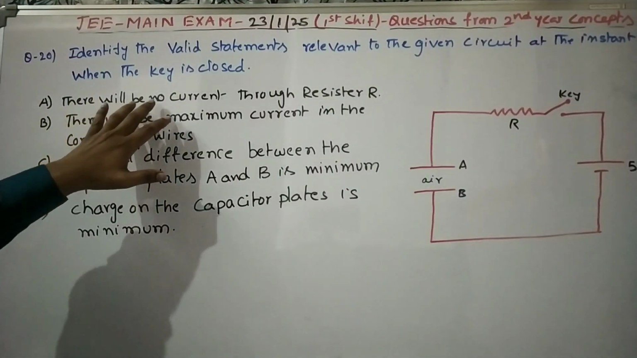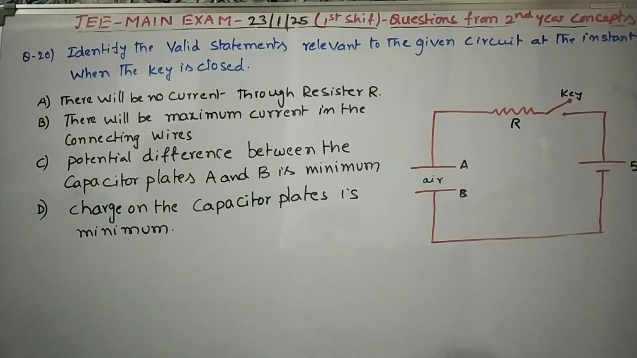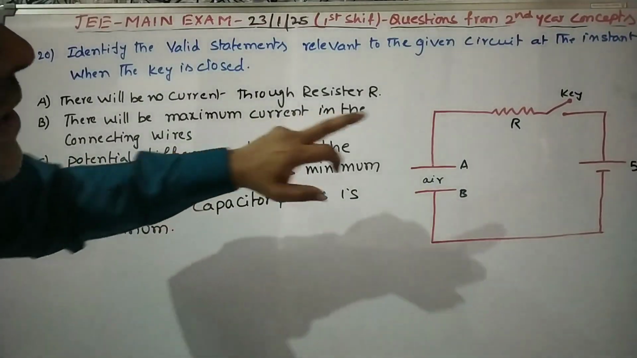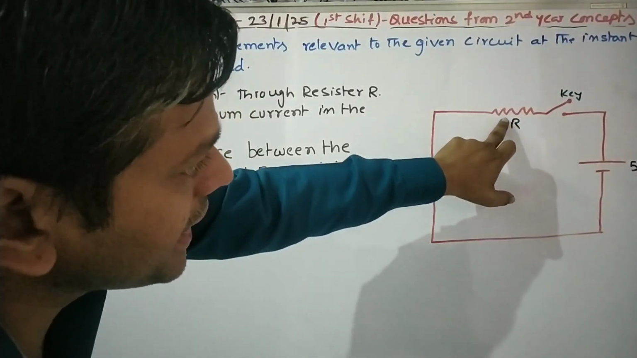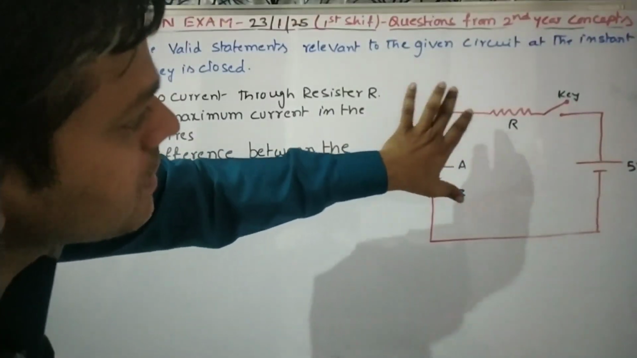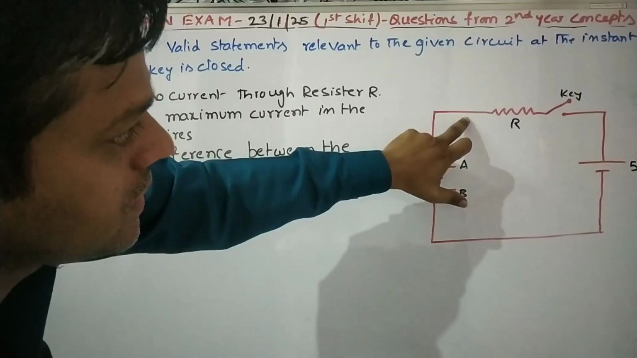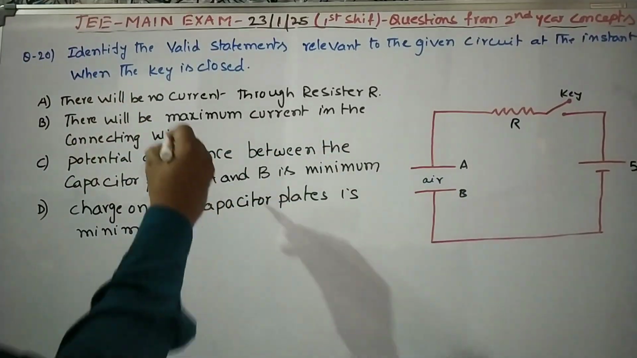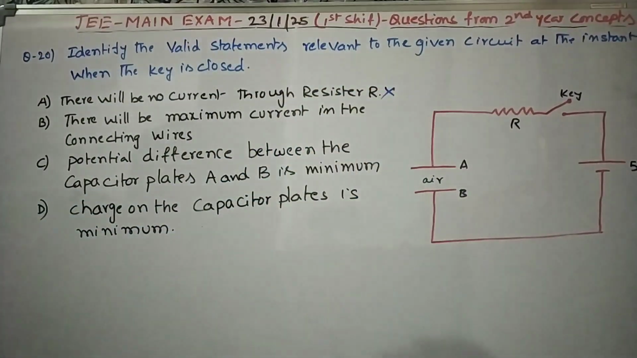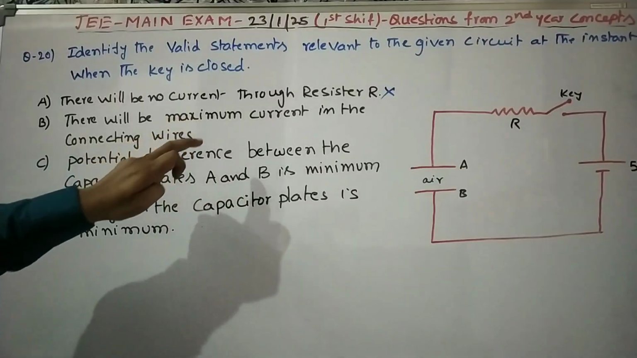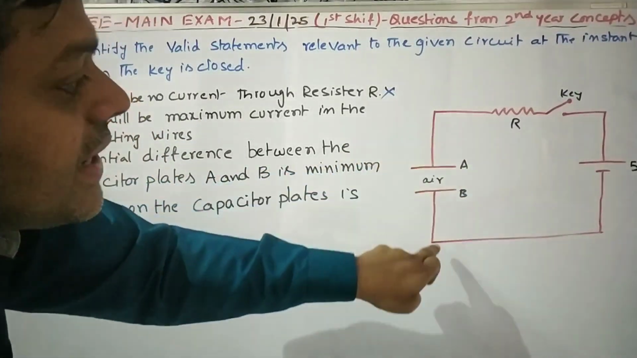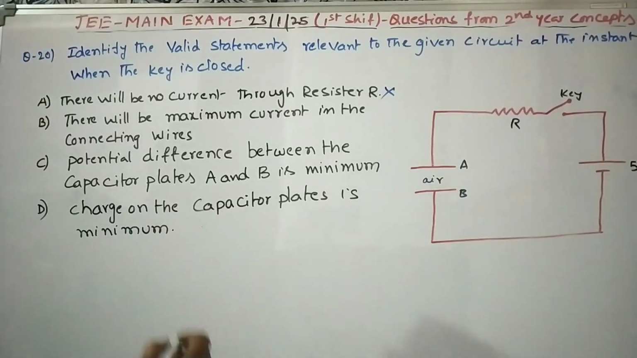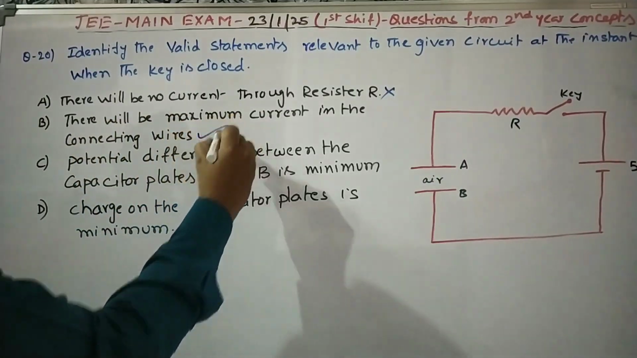First one, there will be no current through the resistor. No, it is not correct. Why? Because according to theory, whenever you connect a battery to a resistor, a maximum safe current is allowed to pass through it, isn't it? So there will be no current in the resistor. Is it wrong? Okay, next one, there will be maximum current in the connecting wires. Yes, why? Because there is only one path for flow of current. There is no distribution. Okay, there will be maximum current in the connecting wires.